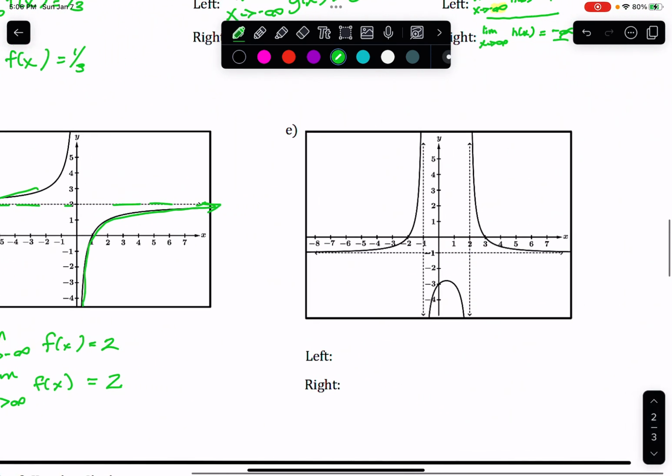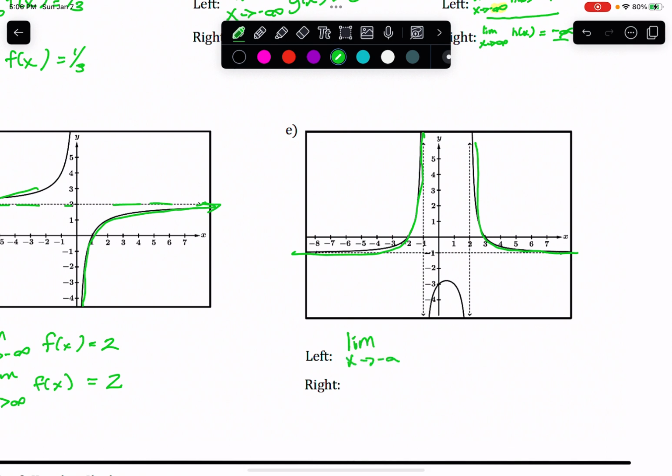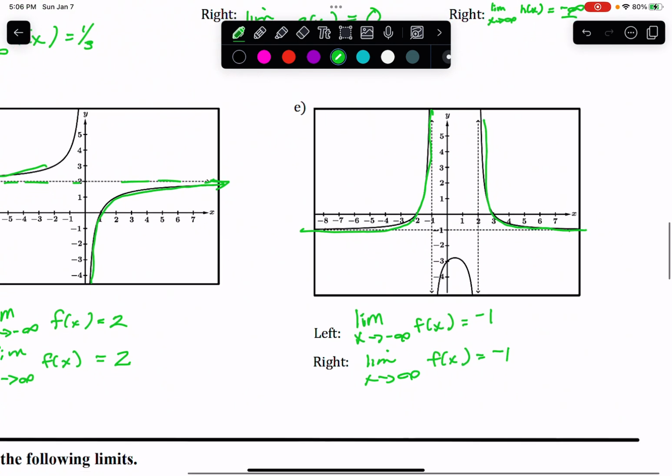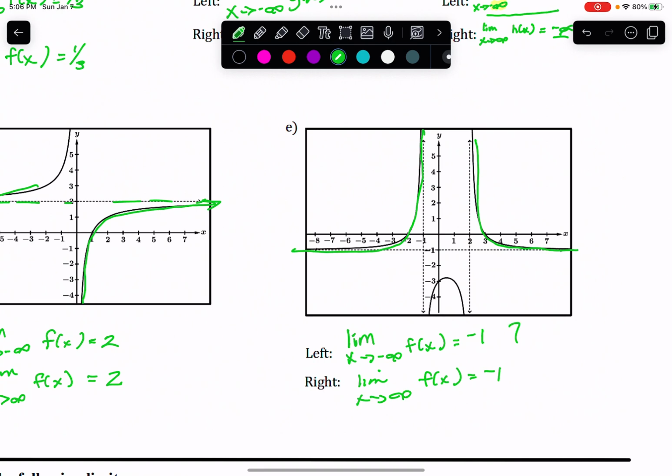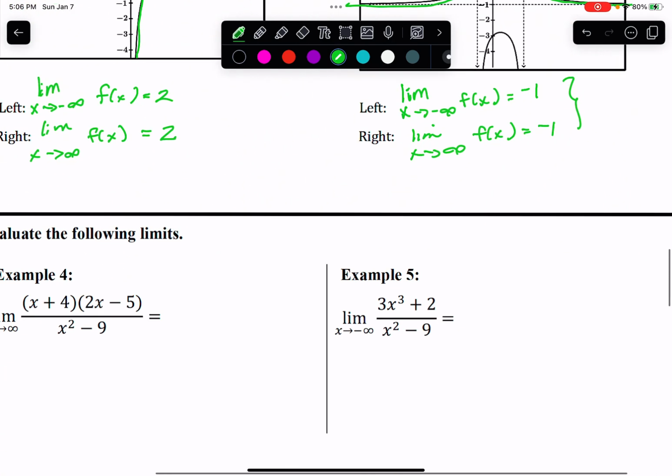All right, on this graph, remember, we're talking about end behavior. So it looks like I have a horizontal asymptote at y equals -1 that they're approaching. So the limit as x goes to negative infinity of f of x is -1, and the limit as x goes to positive infinity of f of x is also -1. And there are my horizontal asymptotes. So this is a way we can define horizontal asymptotes too, using limits.